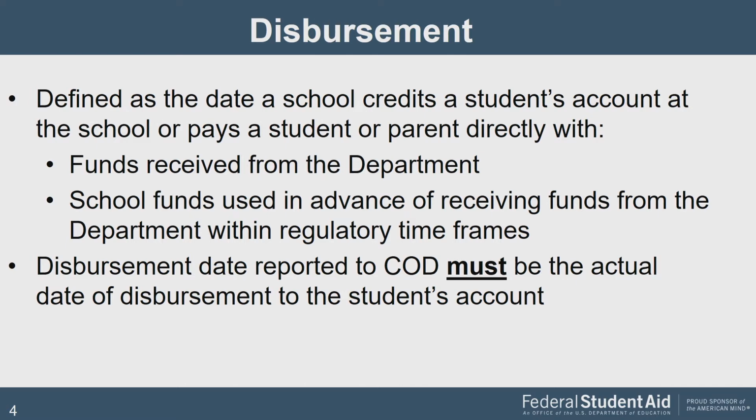If you are a school that uses your own funds, if you have that privilege and that luxury of putting your money up first before you even go to G5 to draw down, the minute you put even your own money on a student's account or you put that money in a student's hand, that is a Title IV disbursement. Again, even if it's your own money.